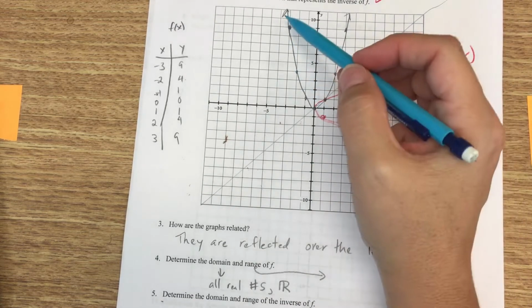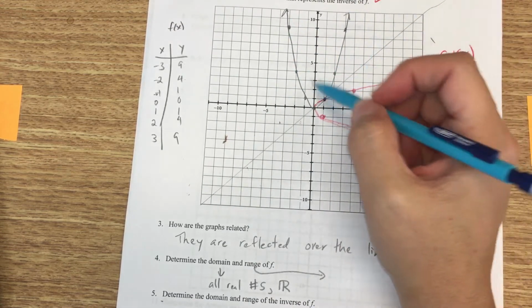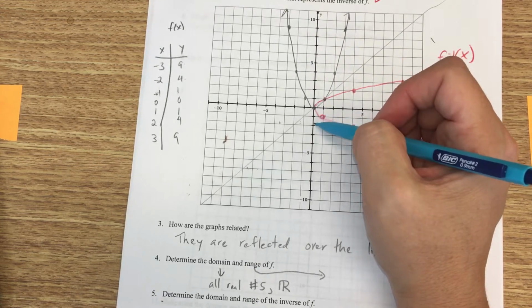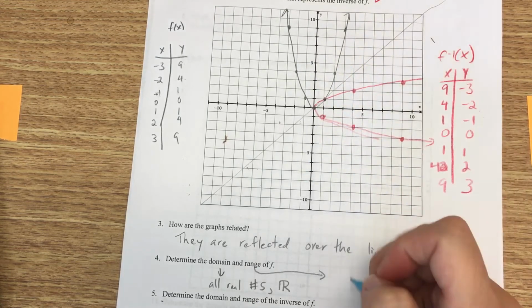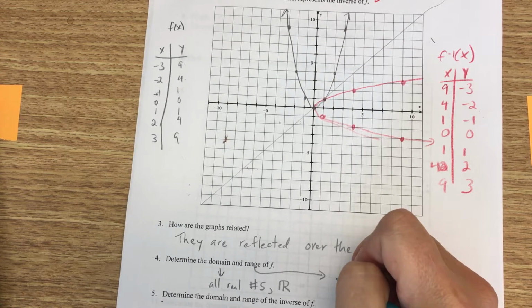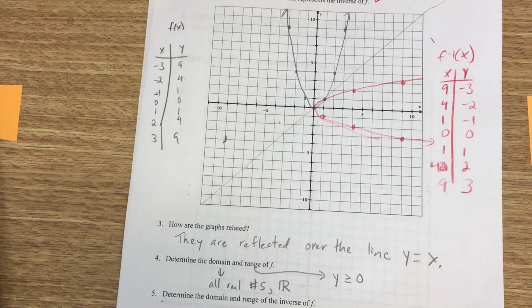But the range, I don't have every y value on this parabola. I only have positive numbers. There's no -1, -2. There's nothing down here. So I want to say everything higher than and including 0. So I'm going to say y is greater than or equal to 0.